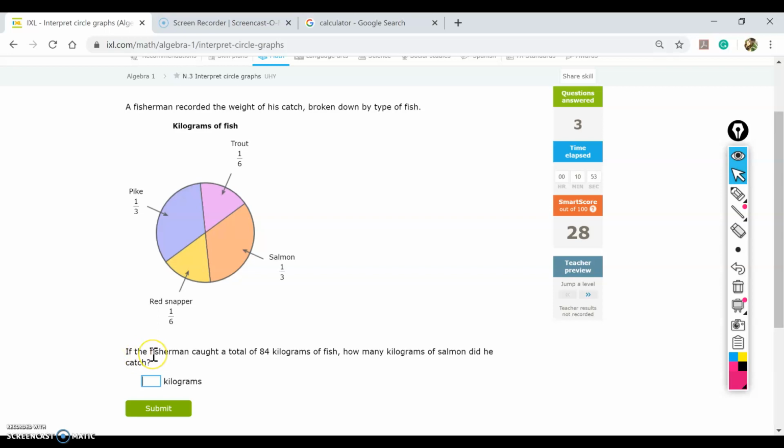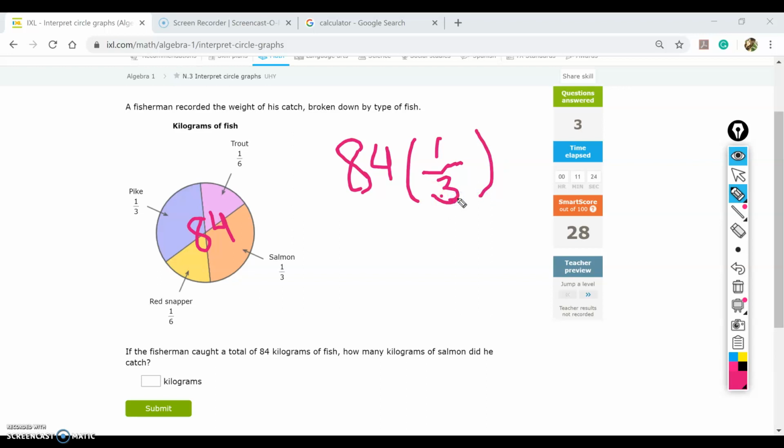Now let's read the question. If the fisherman caught a total of 84 kilograms of fish, how many kilograms of salmon did he catch? Ooh, that's interesting. So in order to know that, I know that 84 was the total catch. So everything, it's 84. But only 1/3 of the 84, only 1/3 of it was salmon. So that means I need to multiply 84 times 1/3 to see what that is equal to. So that's what I'm going to do.